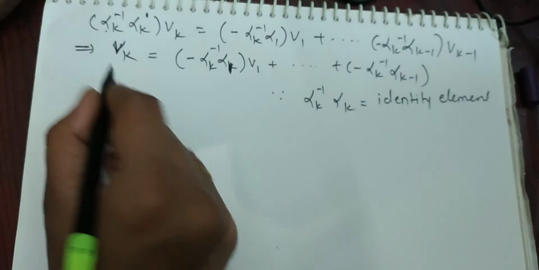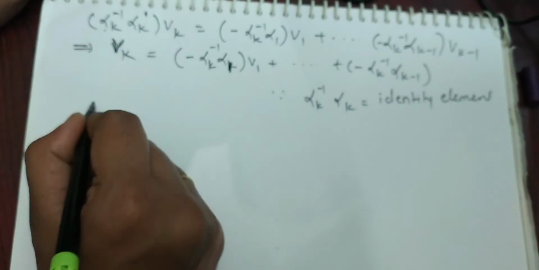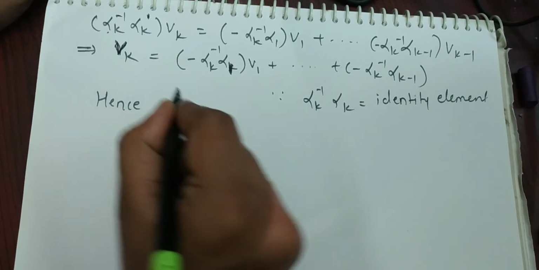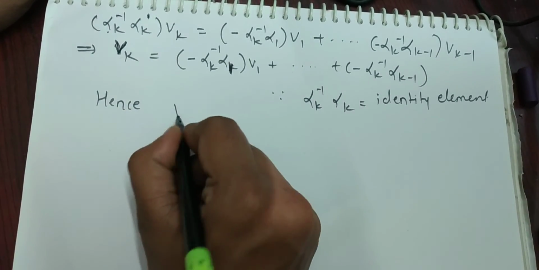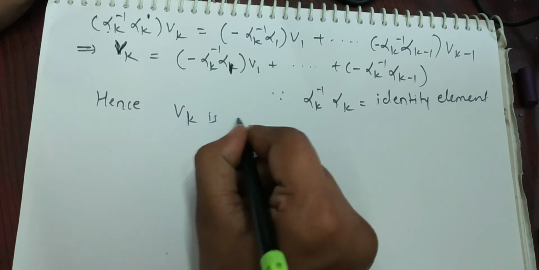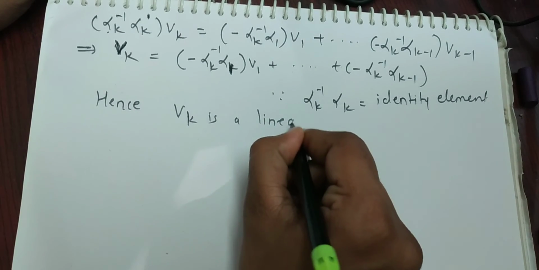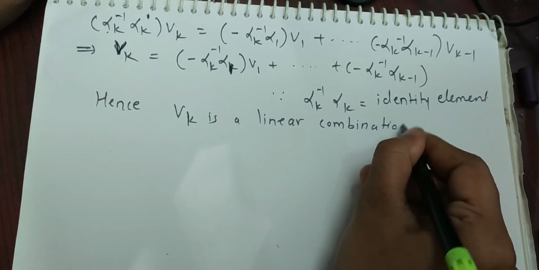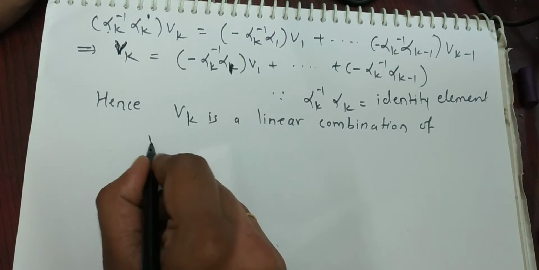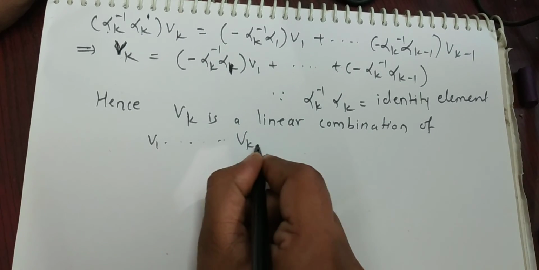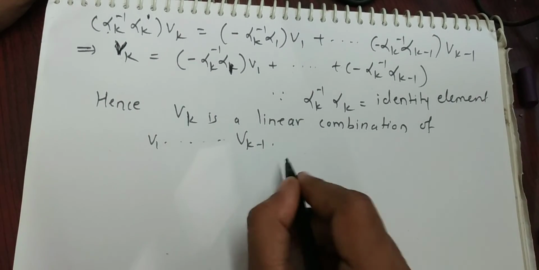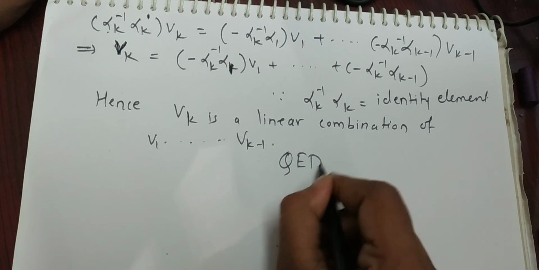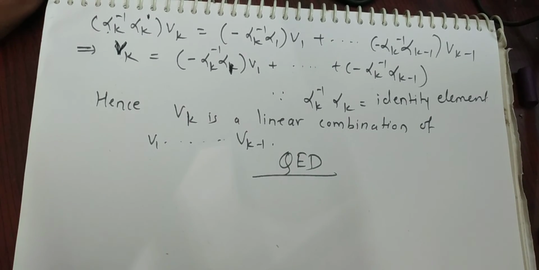Hence vk is a linear combination of v1 to vk minus 1, and hence we have proved that vk is a linear combination of v1 to vk minus 1. Thank you.